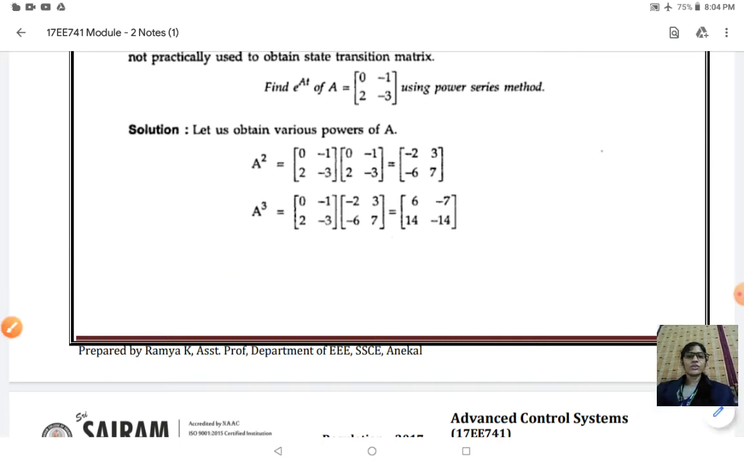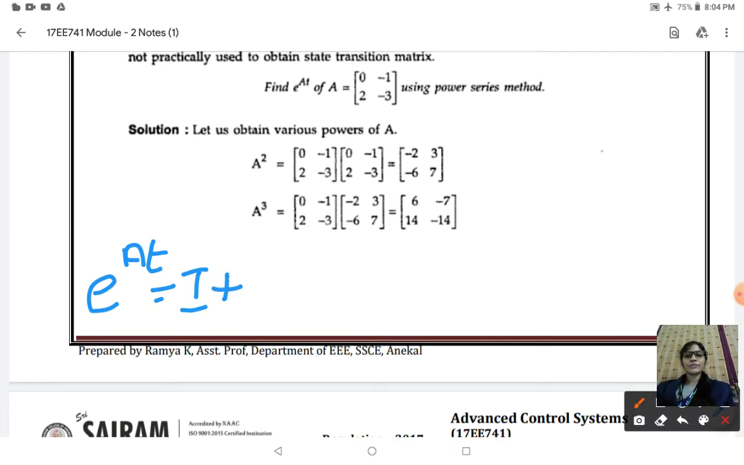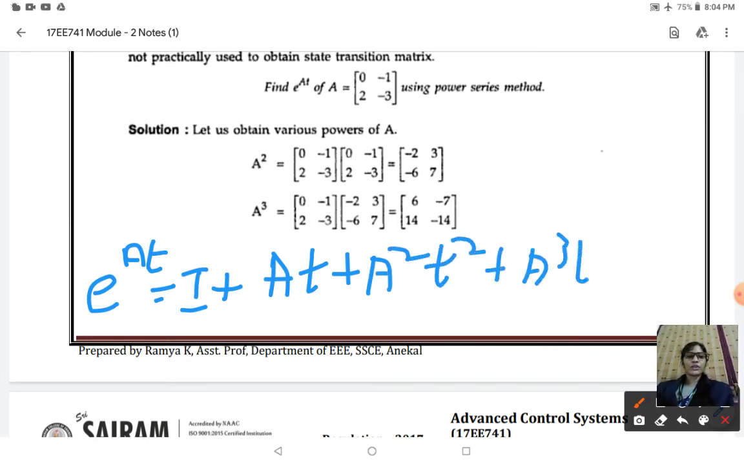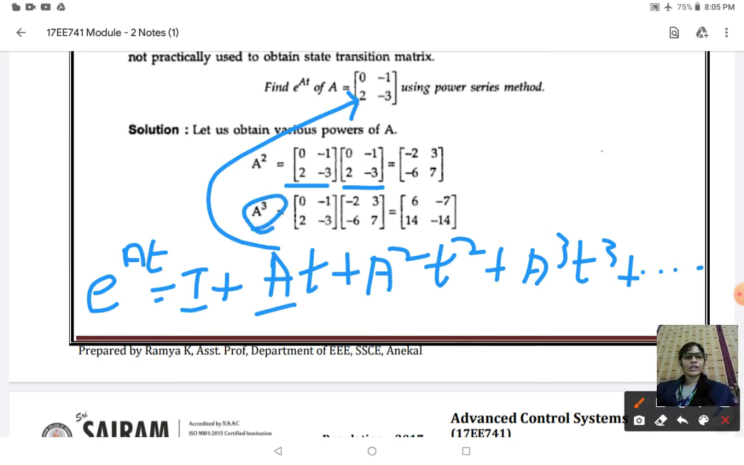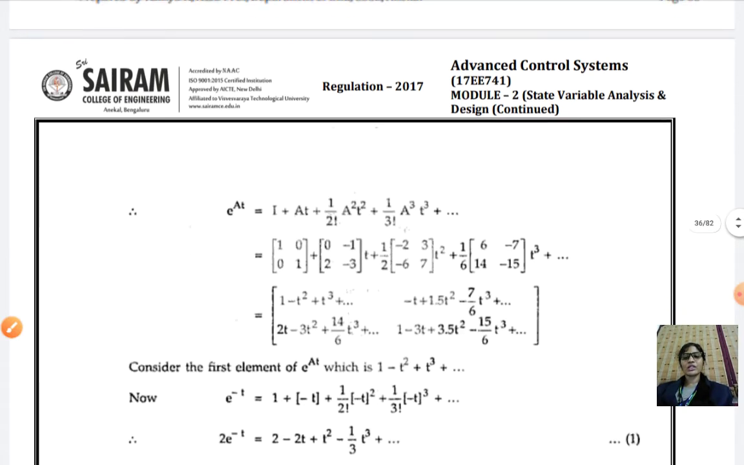We can write some more terms. Here I can write e to the power of At is equal to I plus At plus A square t square plus A cube t cube, and it goes on. So we know what our A is. A is the matrix given over here. A square means you multiply A two times, and you can multiply the matrix directly in your calculator. In the same way, you can load the matrix in the calculator and find A cube. Likewise you can calculate as many terms as you want because it is a power series method.